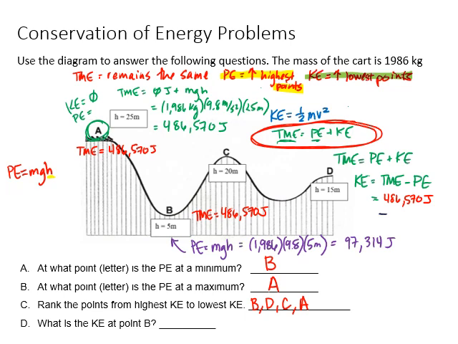The potential energy, we're going to subtract 97,314 joules. This gives us a kinetic energy value of 389,256 joules. This is going to be our final answer down here, 389,256 joules.